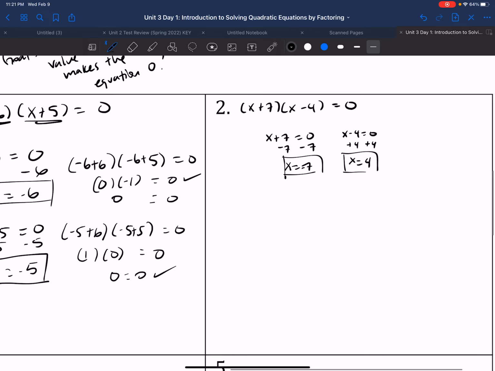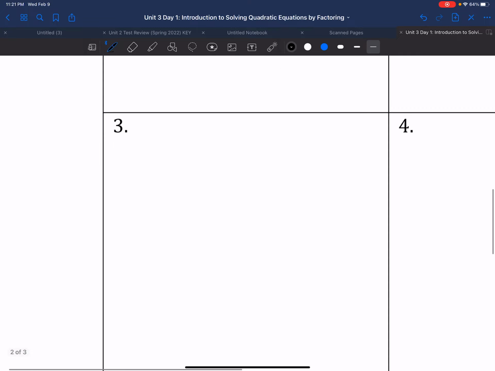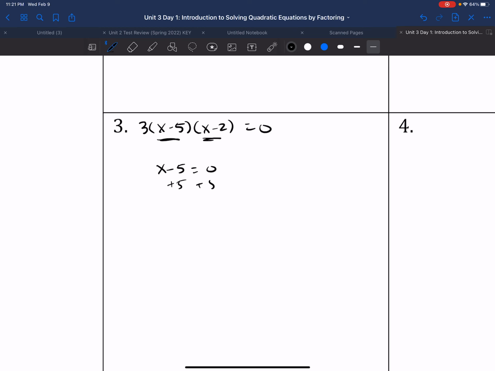Okay, let's go ahead and do number 3, which is absolutely a blank. So I have 3 times the quantity x minus 5, times x minus 2, which is equal to 0. I have x minus 5 and x minus 2. So I do x minus 5 is equal to 0. Add both sides by 5. x is equal to 5. And then I have x minus 2 is equal to 0. Add both sides by 2. x is equal to 2.